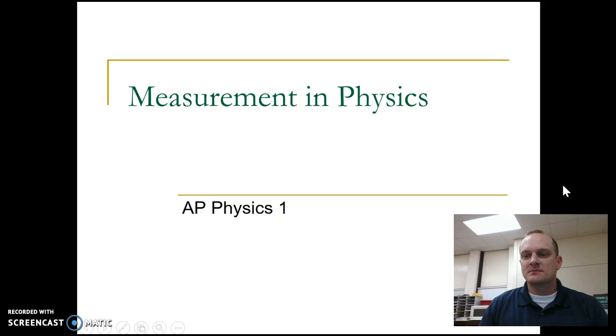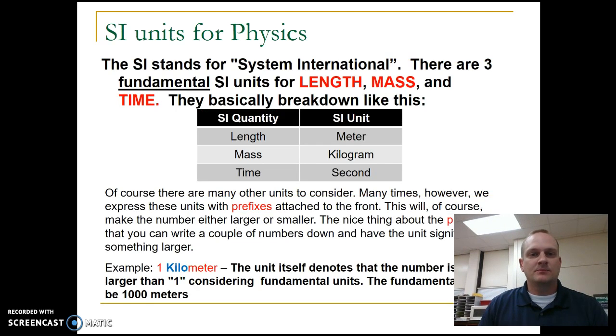So this is really some background information. We've already talked about some of this when we went over your summer work, but just to make sure that everybody's on the same page, I'm going to go ahead and give you these notes for you to keep as well. Okay, so in physics we use the SI system for measurement, or the SI system for units.